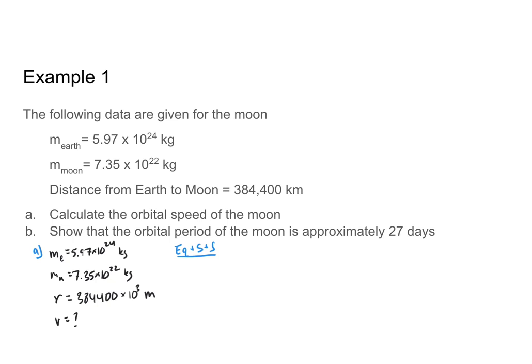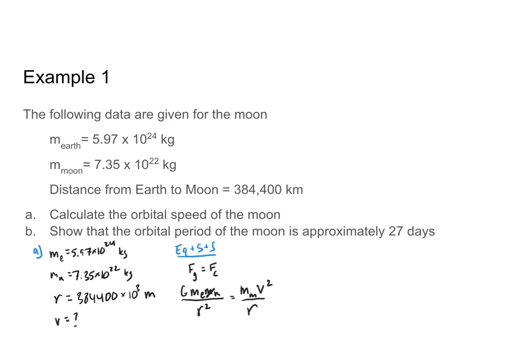I have a few different ways I could solve this. But I'm going to start with my equation Fg equals Fc. What this means is G times the mass of the Earth times the mass of the moon divided by the distance between them squared is equal to the mass of the moon times v squared divided by r. We're going to use the mass of the moon on the right side because the moon is the object that is orbiting, and so that is the object that goes into my centripetal force equation.